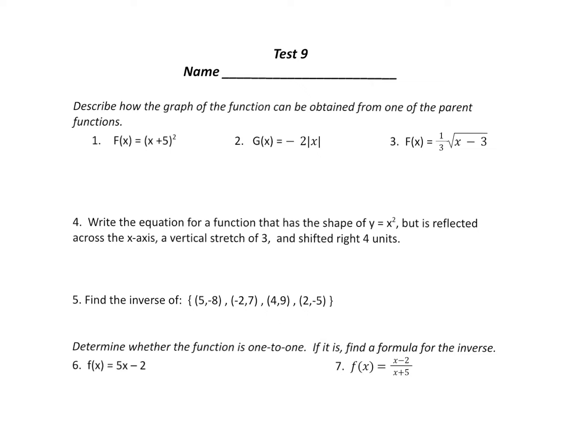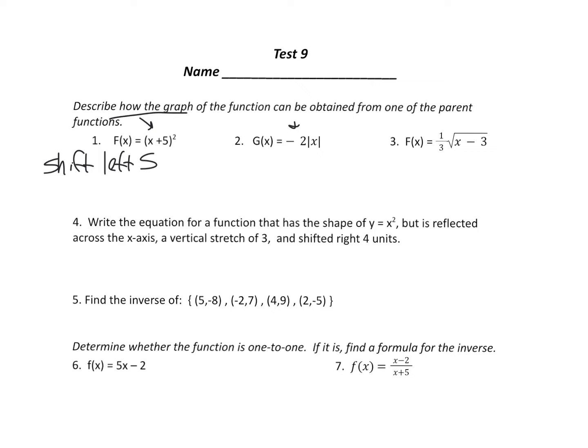The first three are just like: describe how the graph can be obtained from the parent function. So you don't have to graph it, you just have to tell what happens. Remember those gestures we did. You have a +5 inside, opposite of what you think. So I'm going to say it shifts left 5, because it's opposite of what you think.